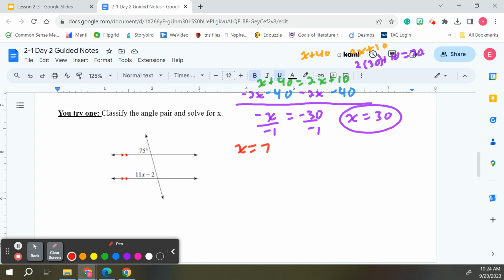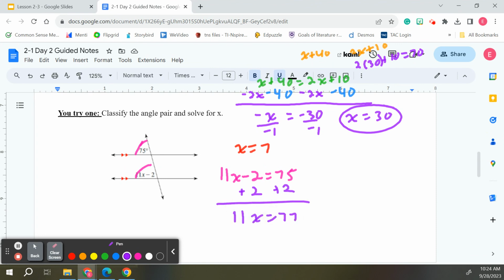Yeah? Okay. So here, remember, these are corresponding angles. Corresponding angles end up being congruent. So in this case, I'm going to have 11x minus 2 equals 75. I'm going to add the 2 to each side, leave me with 11x equals 77. Divide by 11, I get x is equal to 7.